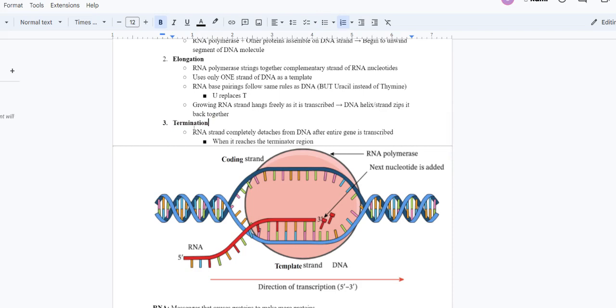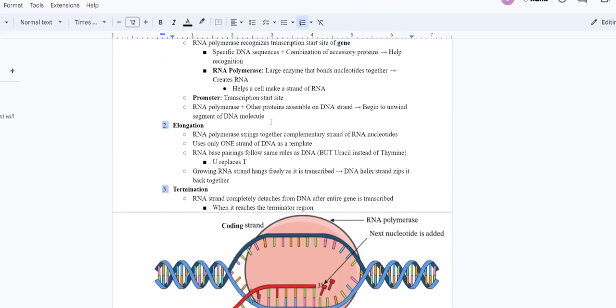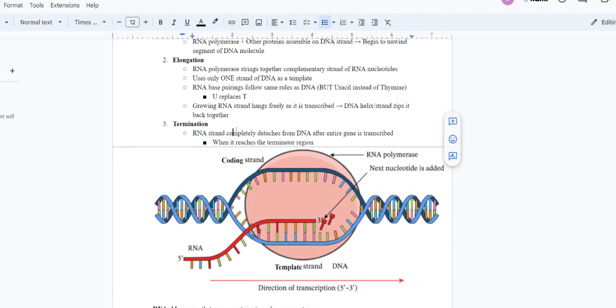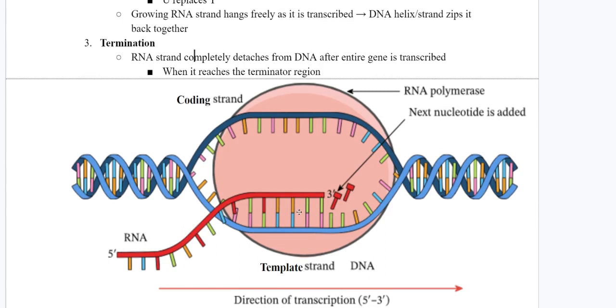And in termination, which is the last stage of transcription, the RNA strand completely detaches from the DNA. Right now it's attached to DNA, but in this last stage, termination, it comes off. This RNA just pops off of the DNA and becomes a totally different thing, and the DNA zips back together. It becomes DNA again, which it was in the past, and this becomes RNA. This happens when it reaches a place called a terminator region, where it goes like, okay, we stop here, and now this RNA will be detached from the DNA.